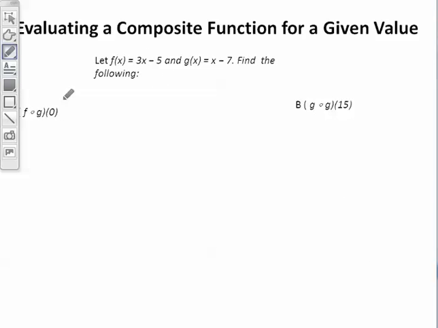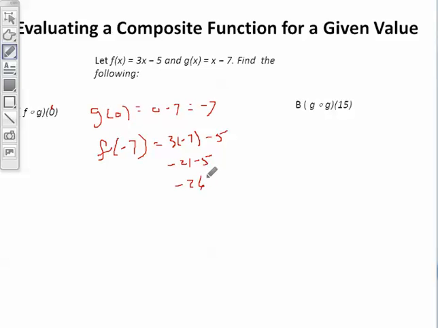Okay? If I wanted to evaluate it for a given value, for 0, this actually becomes easier because I can say, well, what's g of 0? Well, that's going to be 0 minus 7, so that's going to be equal to a negative 7. So f of negative 7 is what I'm looking for. And f of negative 7 is going to be 3 times negative 7 minus 5. That's negative 21 minus 5. That's negative 26. Okay, that didn't seem that difficult.